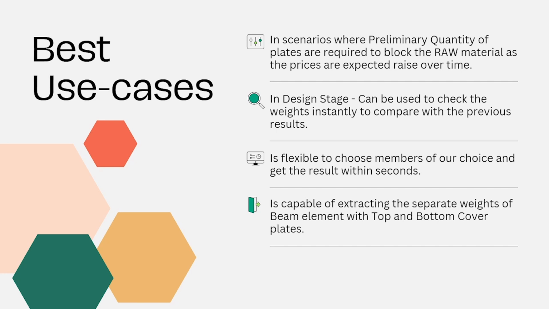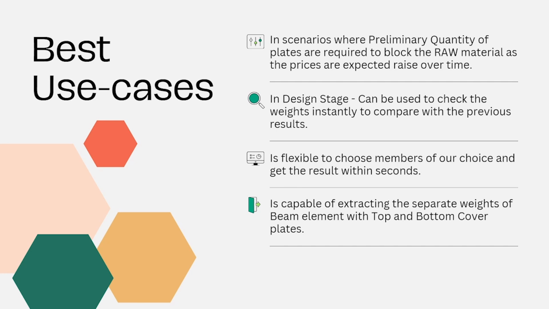So at any stage of a design, if you have a member, you can just select that member and you can extract the weight. And the third, it is flexible to choose members of our choice and get the results within seconds. Say for example, in a STAAD model, if you change a single section, say some single strut tube, it will automatically erase the STAAD output. You have to rerun the analysis for taking the weight of the whole structure. In our case, it is not like that.